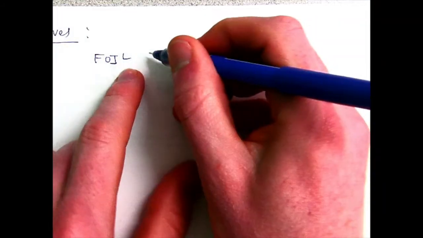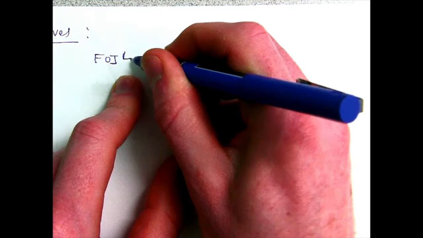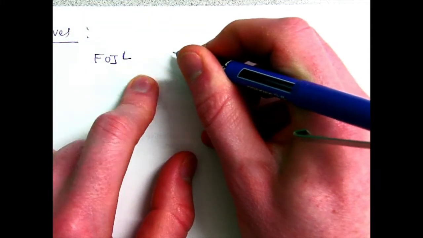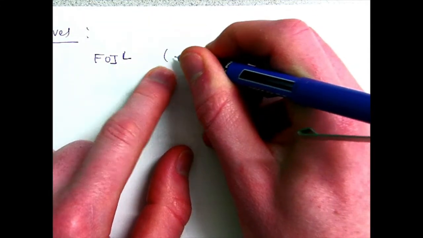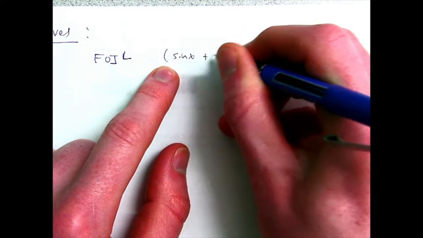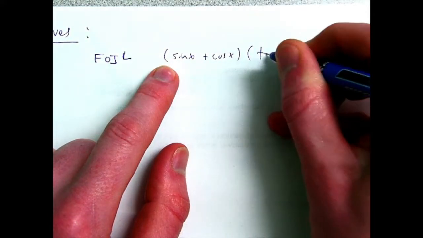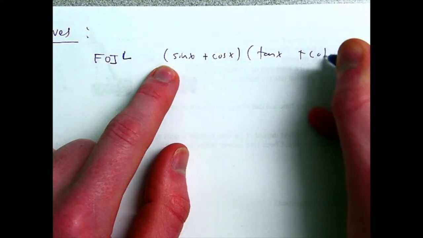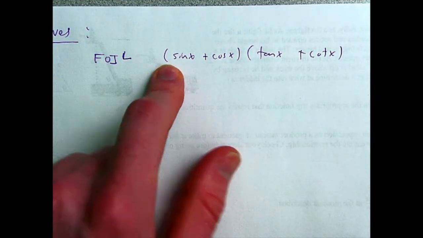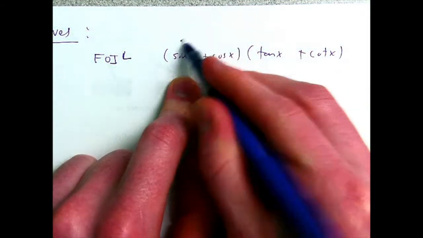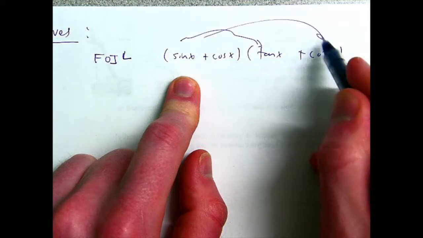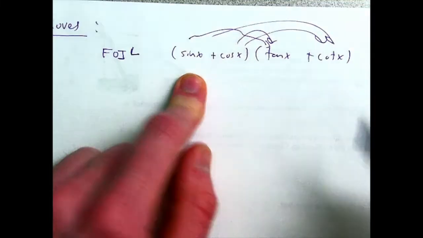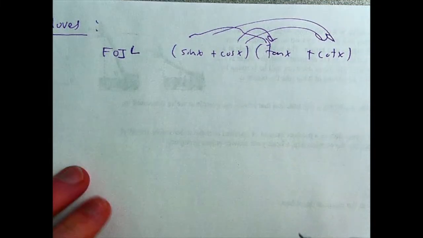So one thing that we can do is we can FOIL. In other words, we can multiply things out. So if you see an expression like sine x plus cosine x times tan x plus cotangent x, you can say to yourself, oh, I should probably multiply all of these things out and collect like terms. So that's one of the moves that you can use.